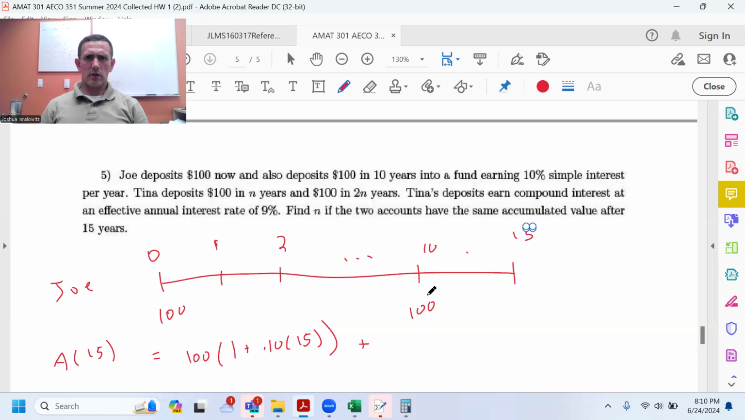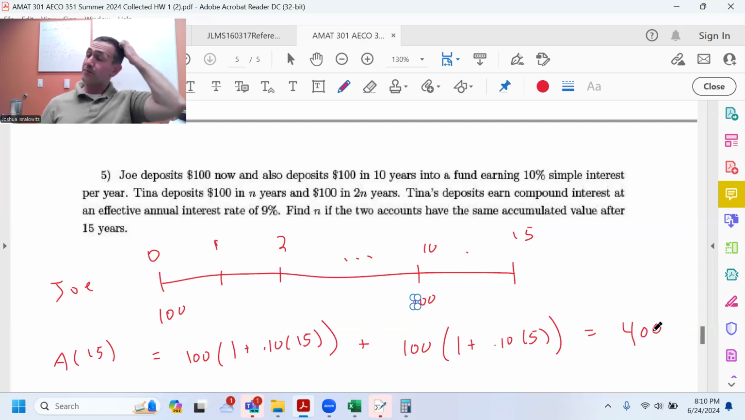So the 100 earns 15 years of simple interest at 10%. And this 100 here earns 10 to 15, which is 5. So even here, it's useful, I think, to draw a time diagram. But for the first initial one, it's the full 15 years. For a total of 400.